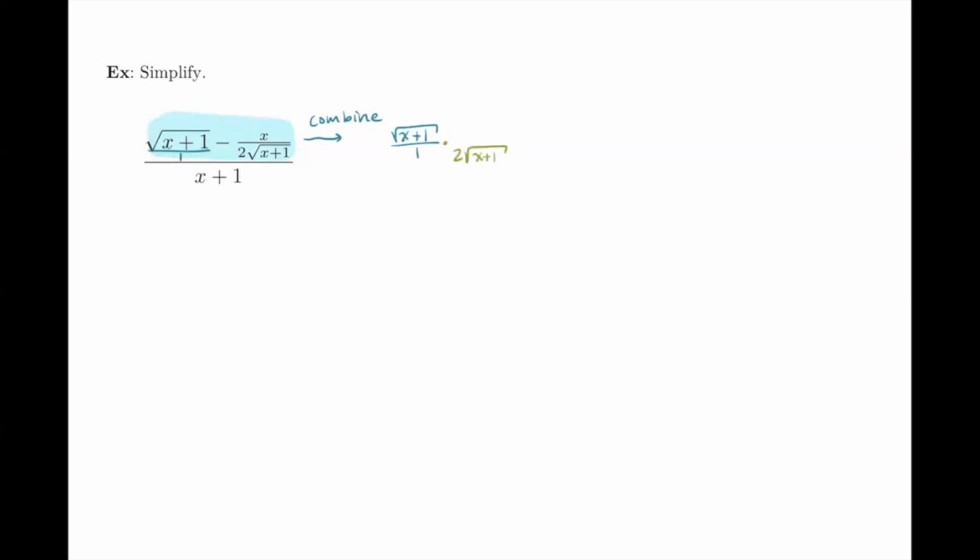Remember, we can do that by just multiplying the denominator by 2 radical x plus 1, but then we also have to do that in the numerator. Then in the second part here, we're just going to leave that as x over 2 radical x plus 1, since it already has the denominator that we're looking for. Now let's just continue focusing on simplifying this.